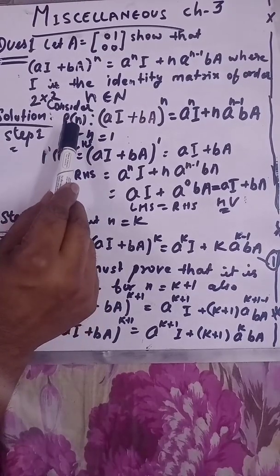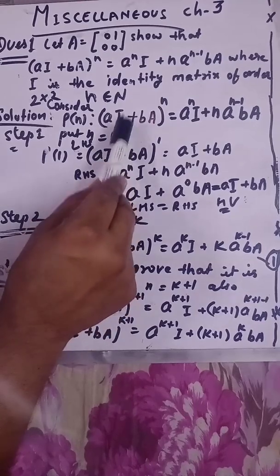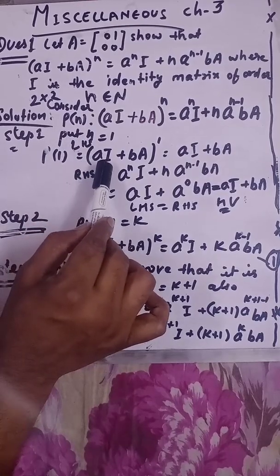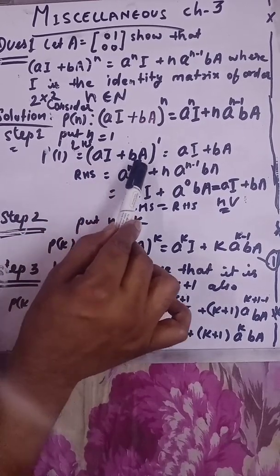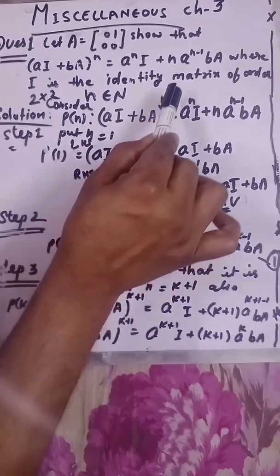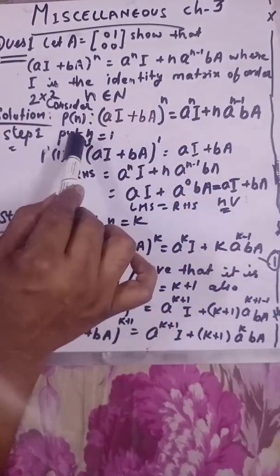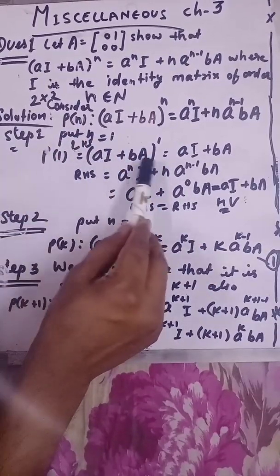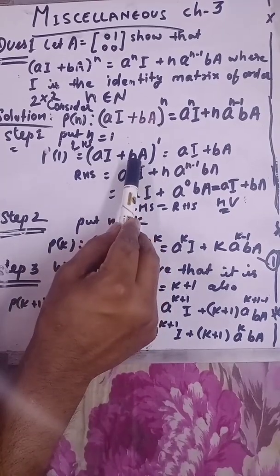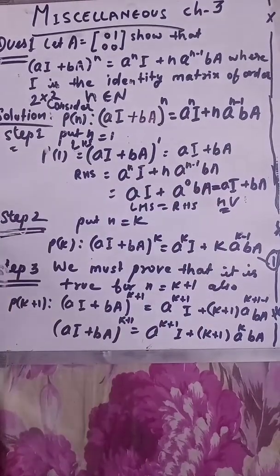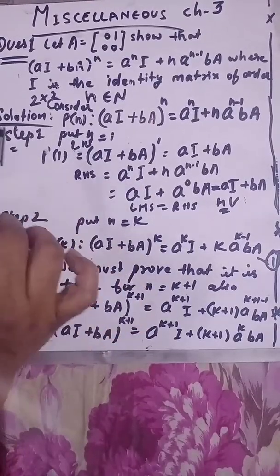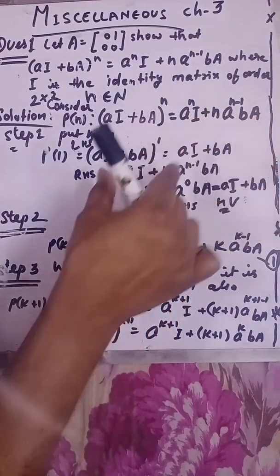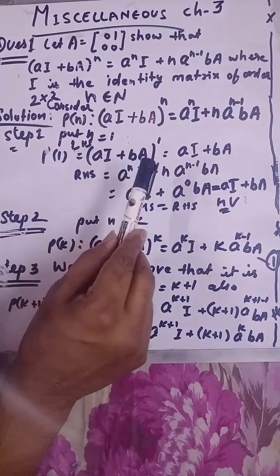So I am putting n equals 1 on the left hand side of this statement. The left hand side is (AI + BA), the same term, and we put n equals 1 because we are doing the first step. After solving, you will get AI plus BA. Fine. So that is your left hand side. Then for the right hand side, you have to take this equation and put n equals 1.